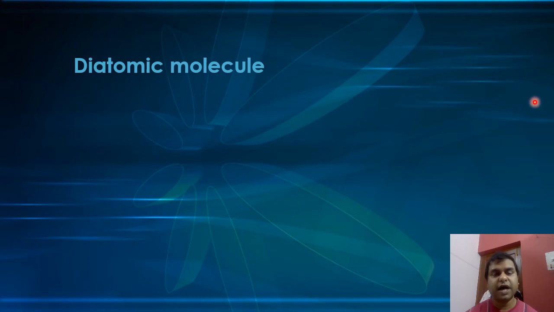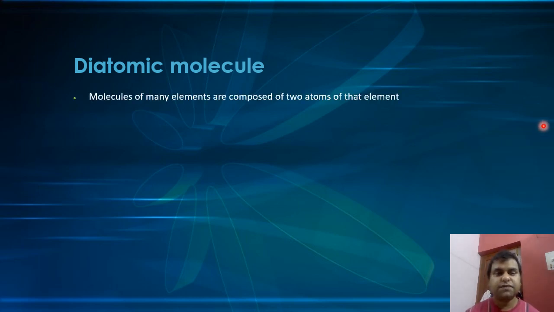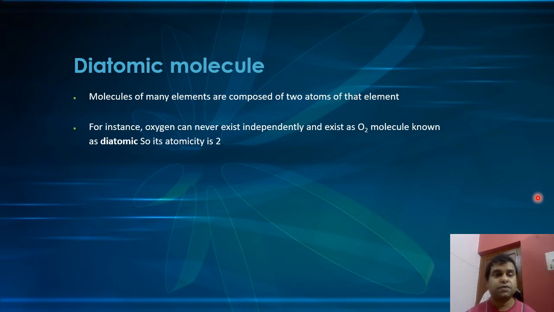Then we come to a diatomic molecule. Di means two, so in a diatomic molecule there will be two atoms of that particular element. For instance, oxygen can never exist independently and always exists as an O2 molecule, known as diatomic. So its atomicity is 2. Oxygen will never be by itself, it will always be present with another oxygen atom, so it will always be O2, and because it is O2 we refer to it as a diatomic molecule. Di meaning 2, so 2 atom molecule.